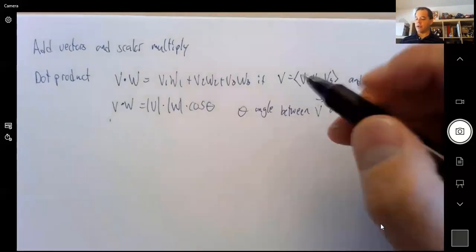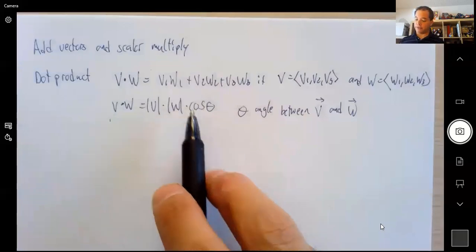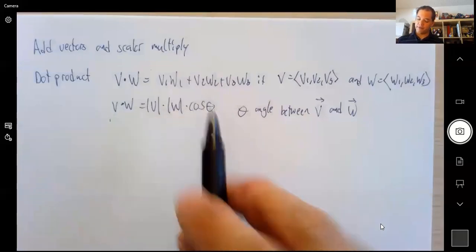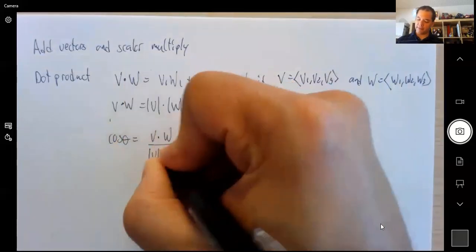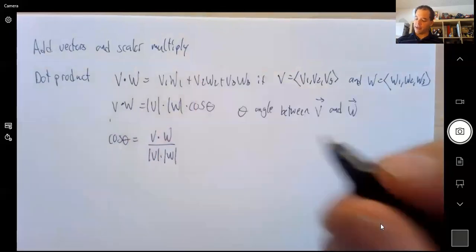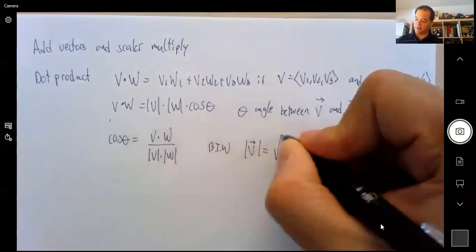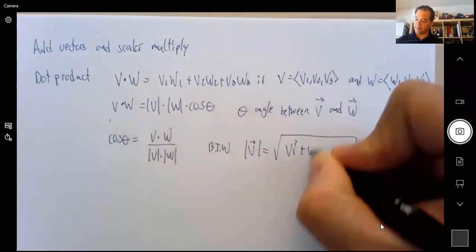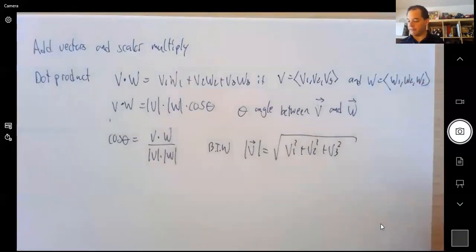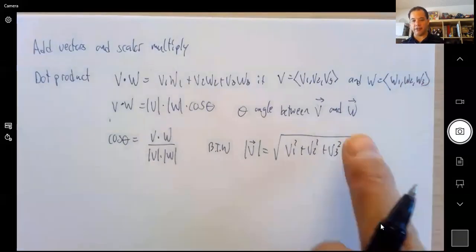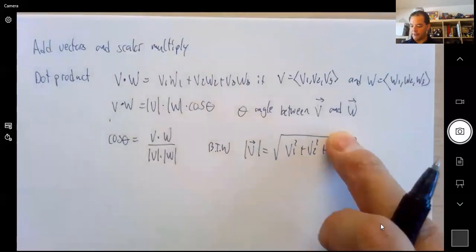We use this to find the angle between two vectors. One way to find the angle is to solve for cosine. So cosine would then be V dot W divided by the magnitude of V times the magnitude of W. And the magnitude of V is the square root of V1 squared plus V2 squared plus V3 squared. That's how we do it in R3. If it's in 2 dimensions, just forget about the third component, and all the formulas work the same way.